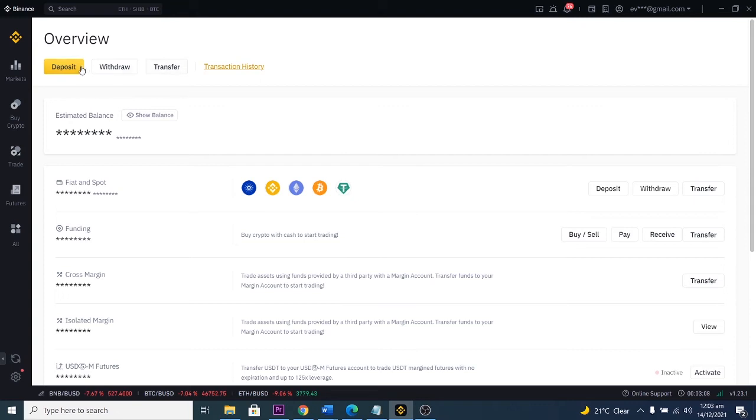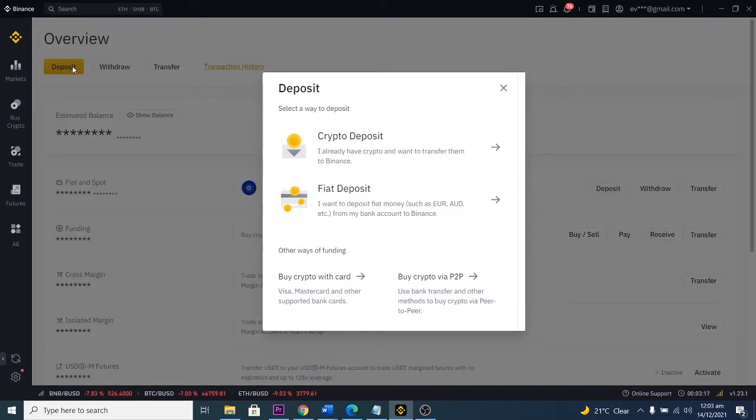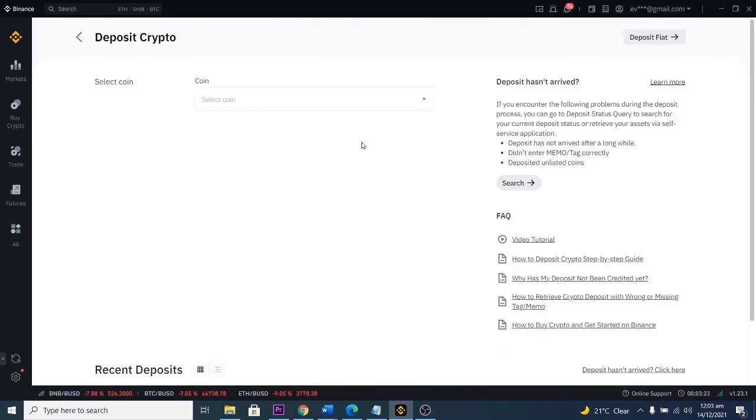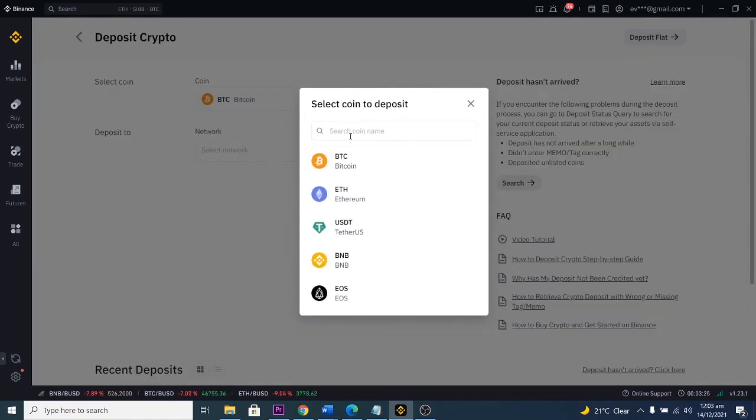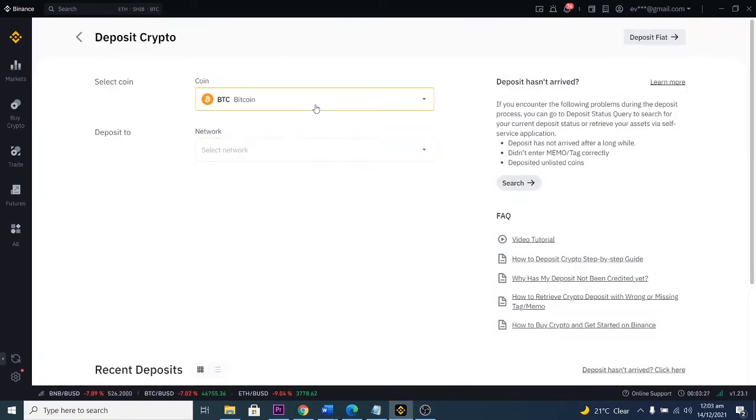That is, maybe you want to transfer from your funding to your fiat and spot wallet. So what you do here is deposit. You want to deposit crypto into your wallet. So what you do is click deposit, then crypto deposit or fiat deposit. So let me just click crypto deposit, Bitcoin. I want to deposit Bitcoin. Maybe the person wants to pay me in Bitcoin.